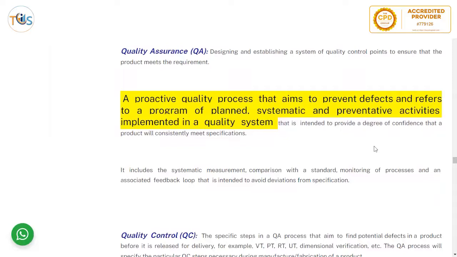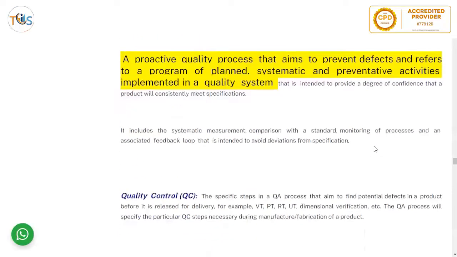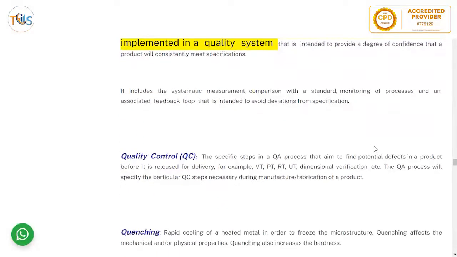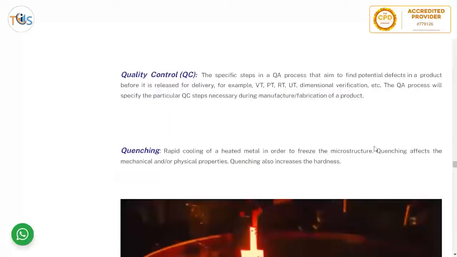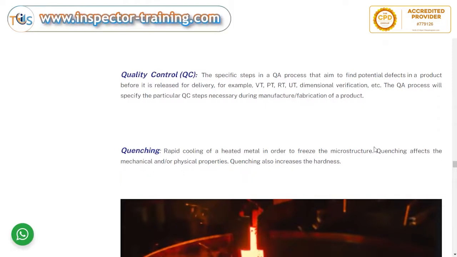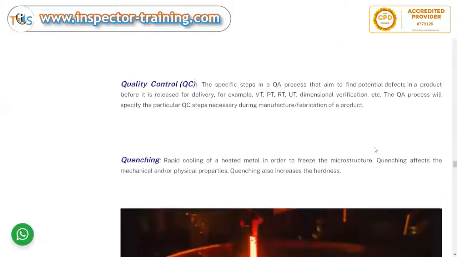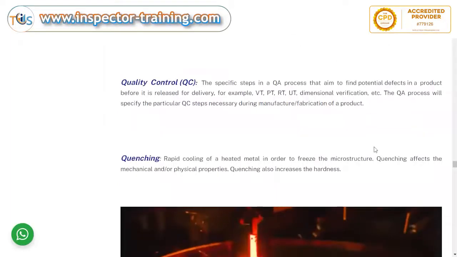So quality assurance prevents defects, by designing or establishing a system of quality control that includes systematic measurement, comparison with the standard, monitoring of process, this program, and an associated feedback loop that's intended to avoid deviation from a specification. Quality control is actually the specific step in a quality assurance process that aims to find potential defects. So QA prevents defects, QC detects defects or detects NCRs.